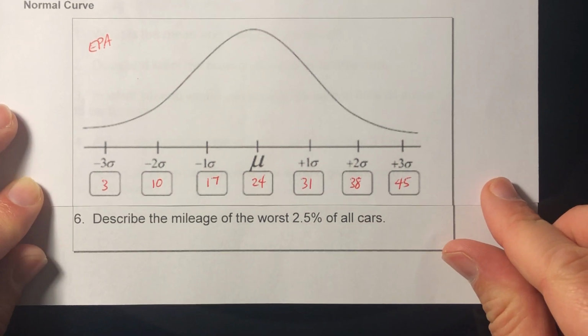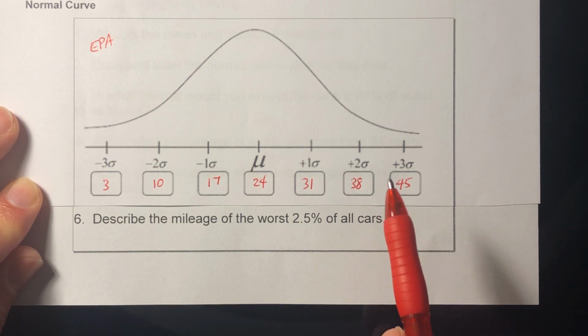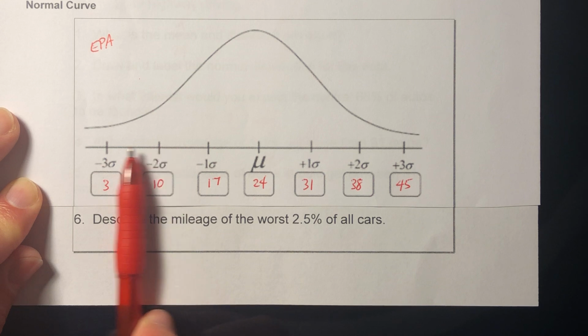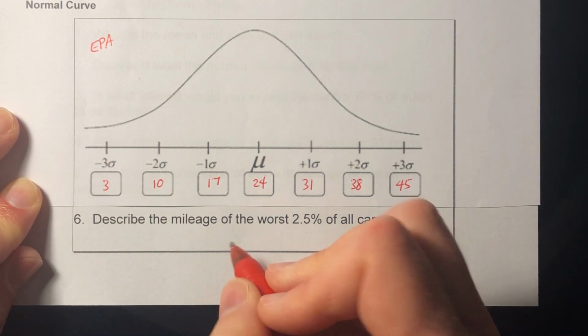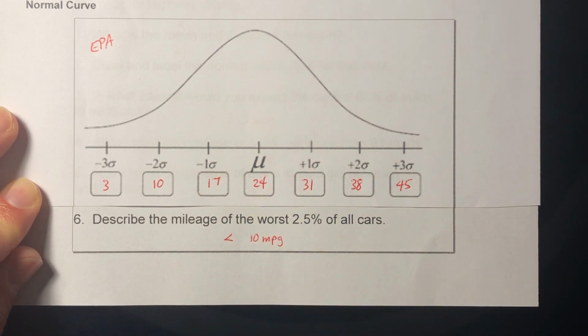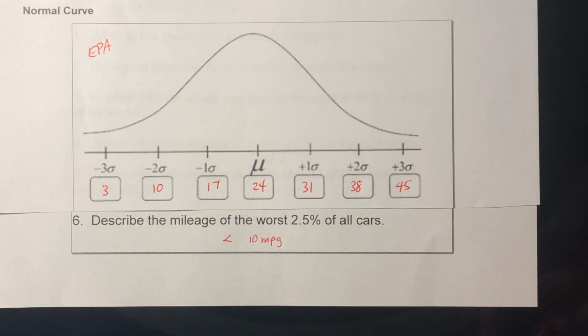I'll actually bring it back here to close the day. And then last question, describe the mileage of the worst 2.5% of all cars. Well, that's from here this way, okay? So that means you would have less than 10 miles per gallon. So that's like a vehicle like a Hummer. They don't get very good gas mileage. So that's where you would fall into play.